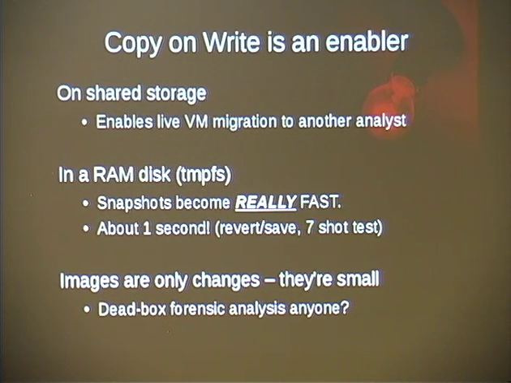If you put this copy-on-write disk image in a RAM drive, suddenly your snapshots become nearly instantaneous. No more do you have to please wait while we restore the system state. You can save and restore just like that. I did a snapshot sequence of like 7 of them at once, and they all saved or restored in less than a second. Because these disk images are just the changes to the file system, they end up being really small. So you can keep them around for a long time, and that can give you some additional things you can do later on down the line.